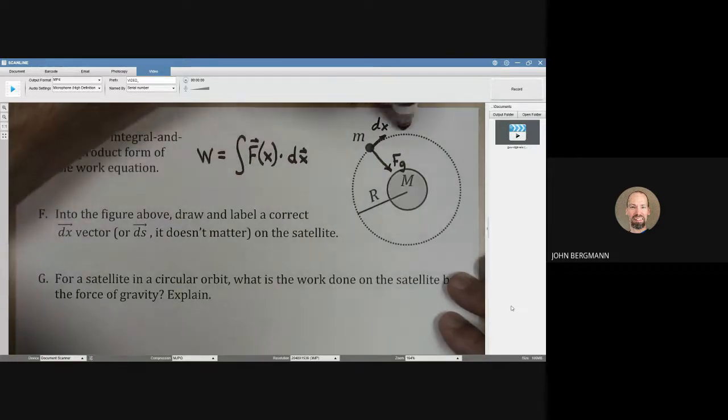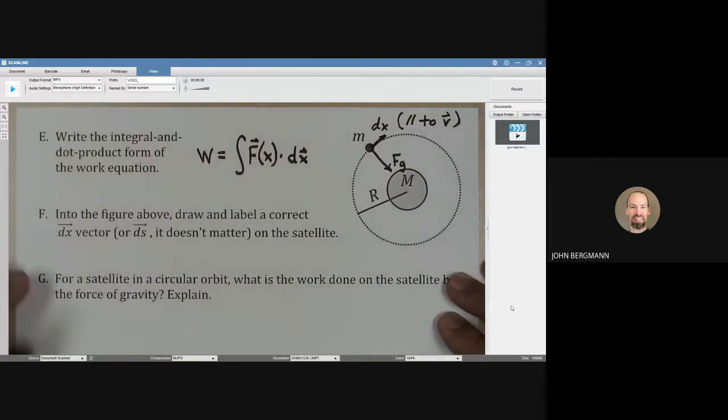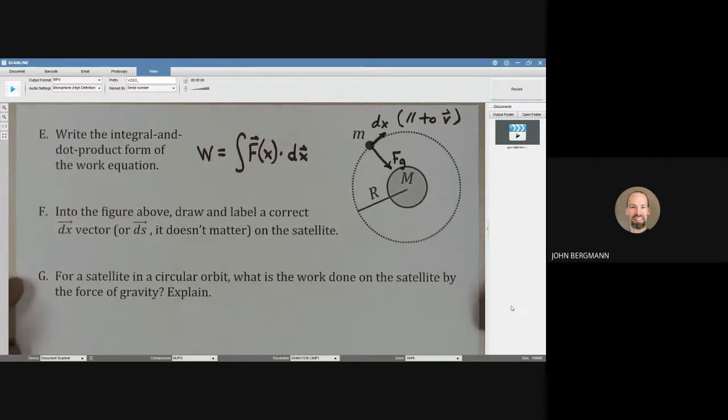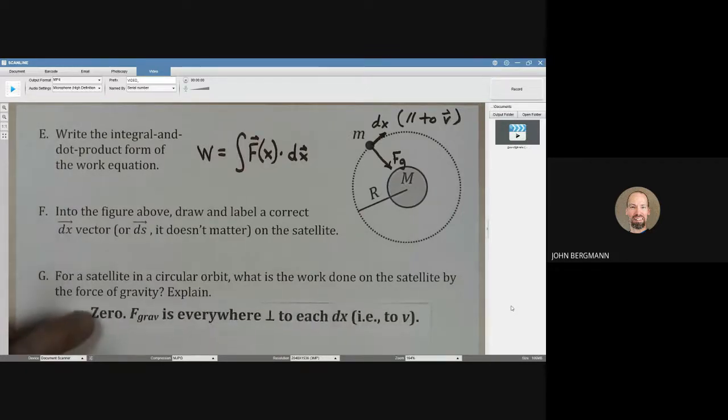Should I write that up here? Parallel to the velocity vector. And of course, you know the velocity vector is tangent to the path. Letter G. For a satellite in circular orbit, what is the work done on the satellite by the force of gravity? And explain your answer, please.